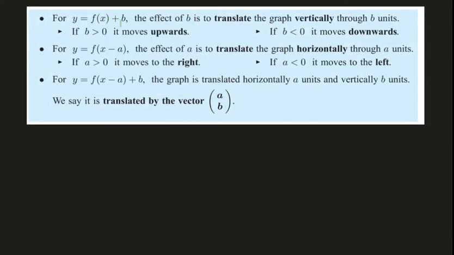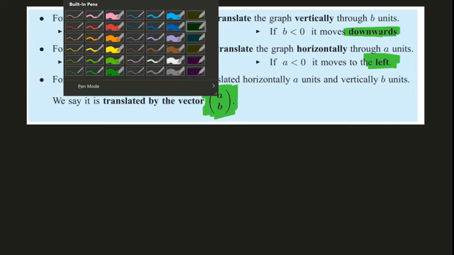If we add something, plus b, we're going to be moving it upwards. If b is negative, we're going to be subtracting something, moving it downwards. If we replace x with x minus something, we move it to the right. And if we replace x with x plus something, we're going to be moving it to the left. We can display that by using a column vector (a, b), which means a movement a to the right and b up. That's the sort of notation we're going to be using to describe these things.